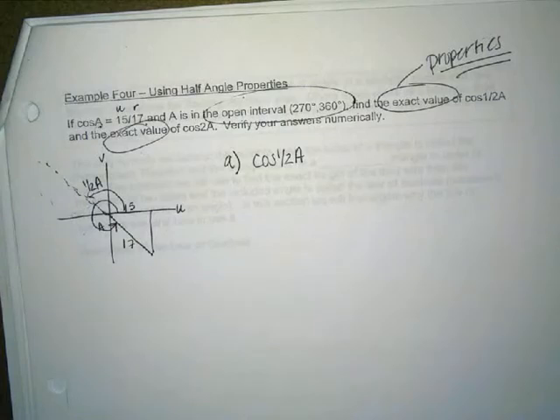Okay? Now this is where you look at your property sheet, so if you don't already have it out, I want you to get it out so you don't have to keep flipping back and forth.